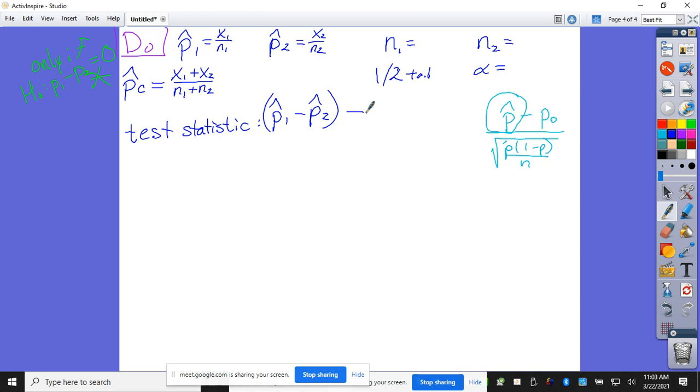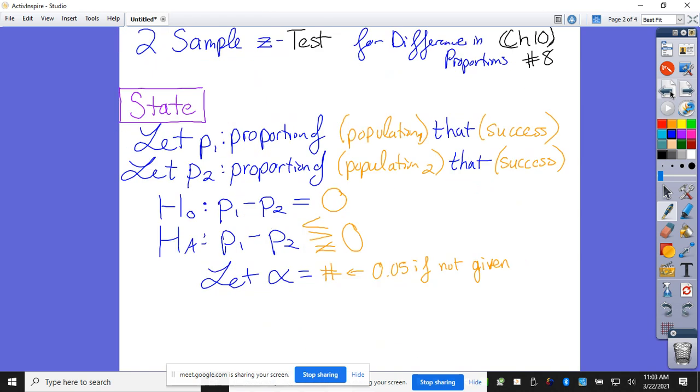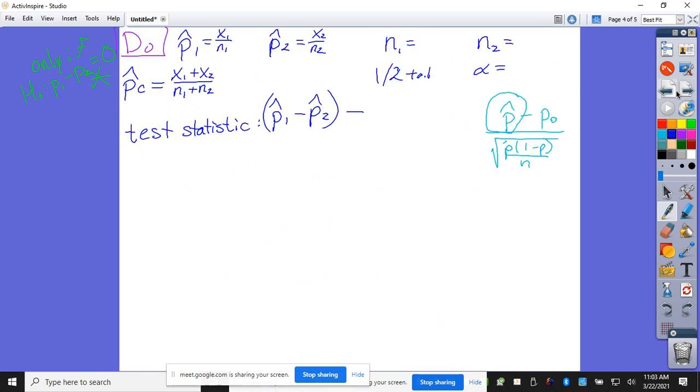Now, our P naught value, we don't have a P naught value, but that's like our claim. So our claim was that when I subtract them, it's going to be what? Yes, equals. So specifically, when I subtract it, it'll be 0. I'm going to technically write number here, but that's almost always 0. And then the bottom is my standard deviation.